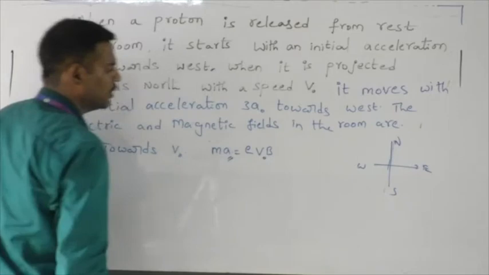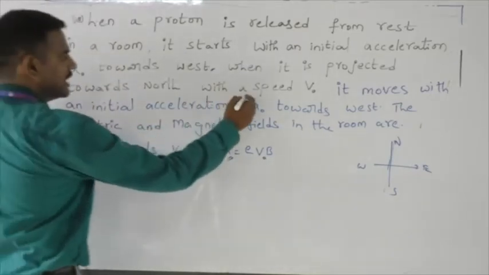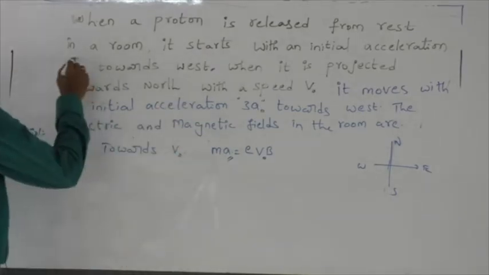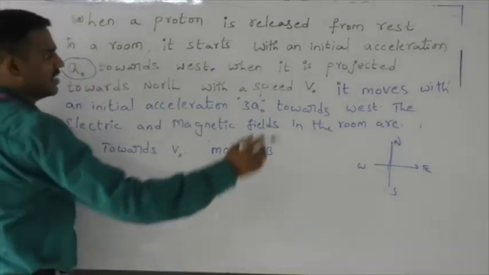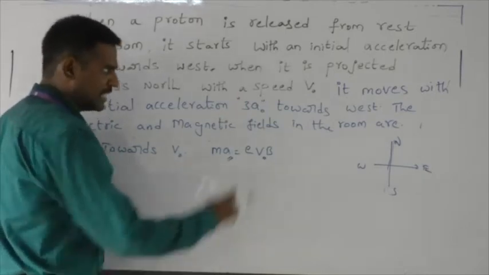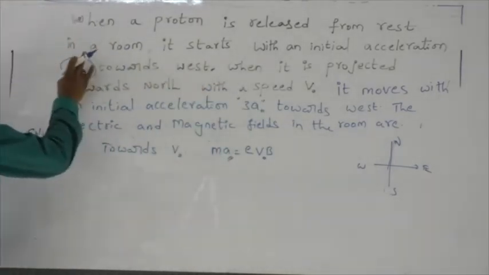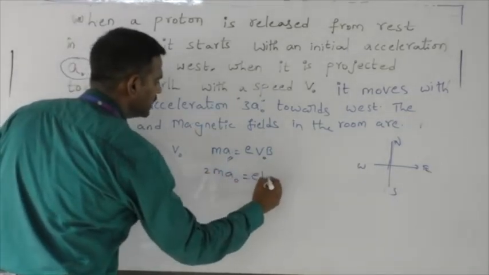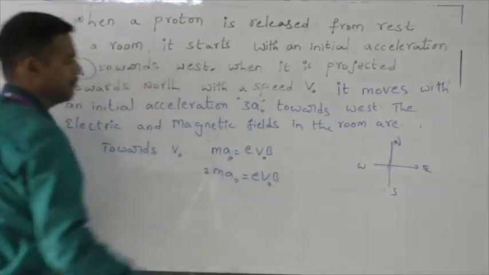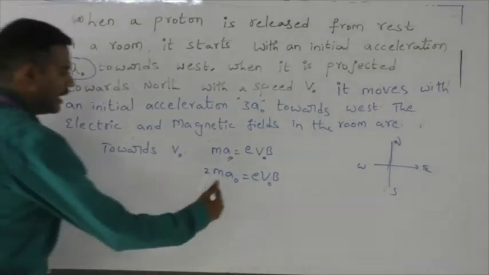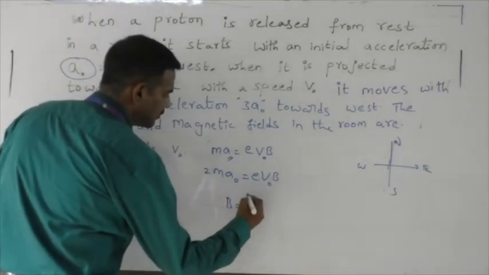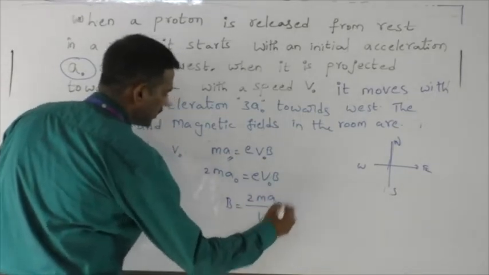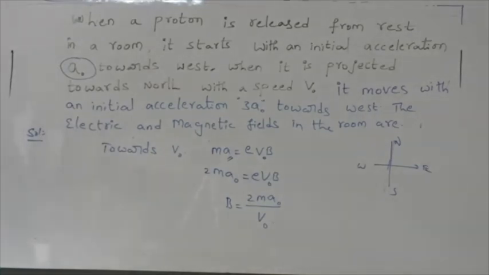What is the acceleration now? The acceleration they have given is 3a naught, which is nothing but the sum of the acceleration which it already acquired plus the acceleration due to the magnetic field. That means 3a naught minus a naught. That is nothing but 2m a naught, which equals e into V naught into B. This is how we have to understand it. And the magnetic field magnitude is nothing but 2m a naught divided by e V naught. This is going to be the magnetic field magnitude.